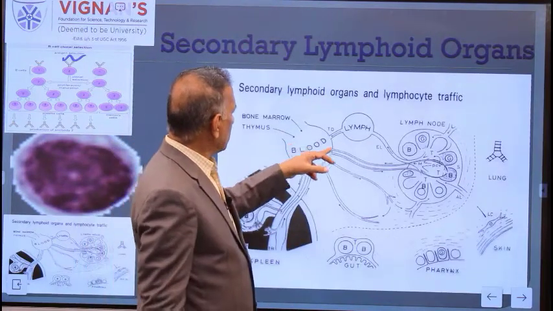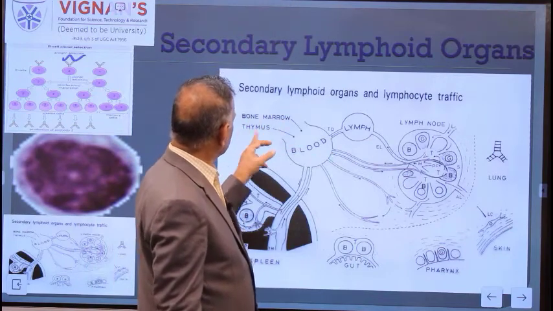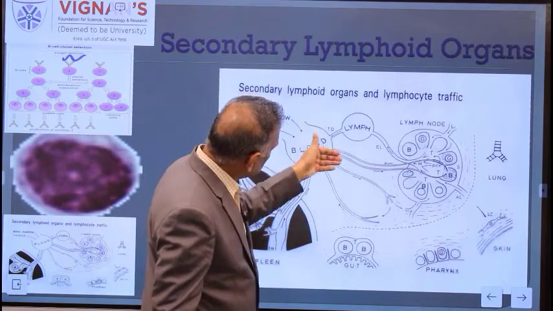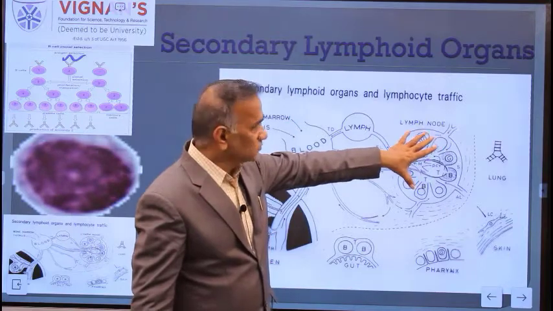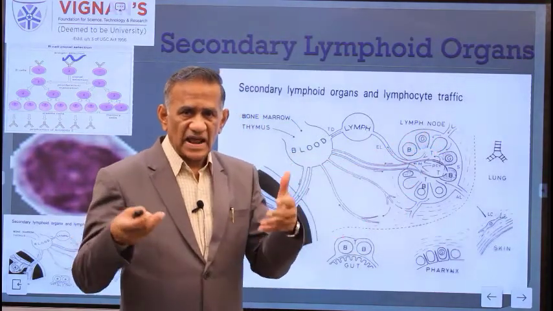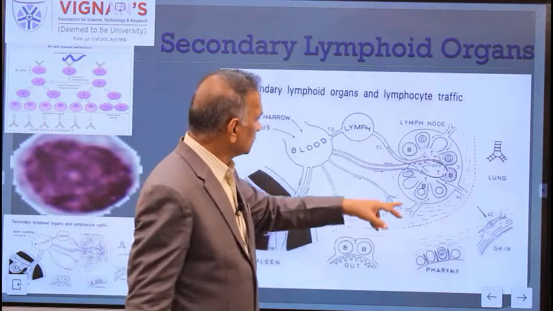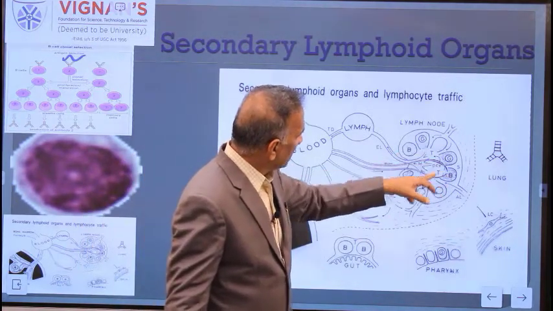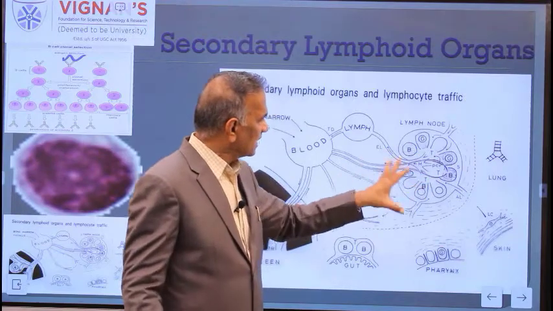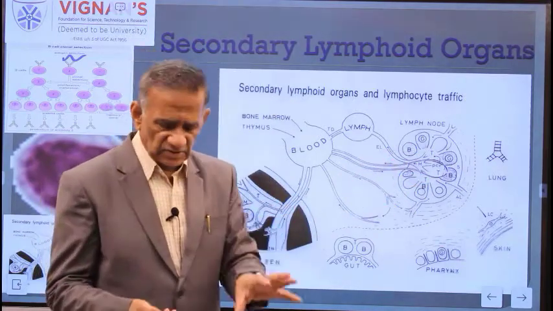Then from the bone marrow and the thymus, the blood goes to the lymph nodes. This is the lymph node where the blood traffic is slowed down, where a pathogen can be seen and encountered. So B-cells go to this region and the T-cells occupy here. The lymph node is the place where encountering of the pathogen takes place.